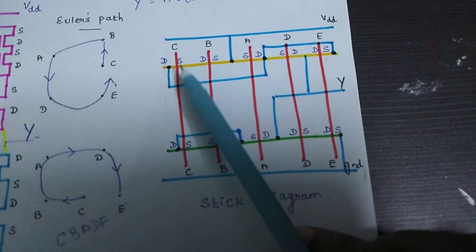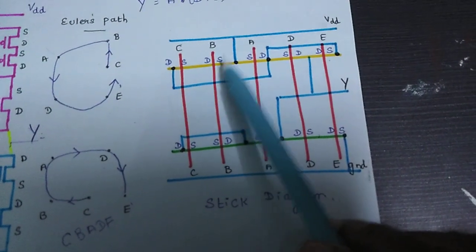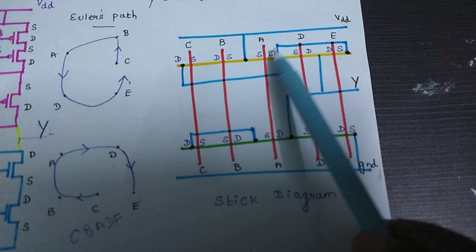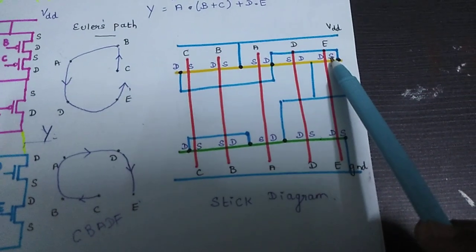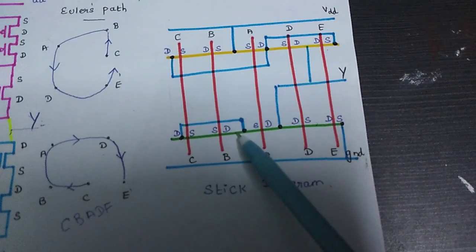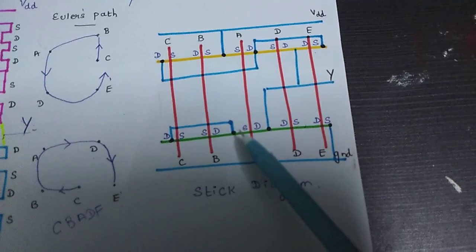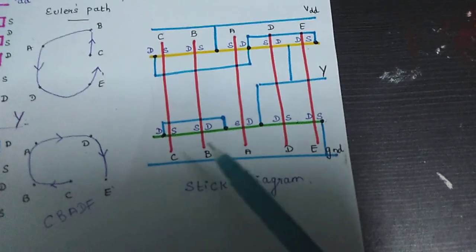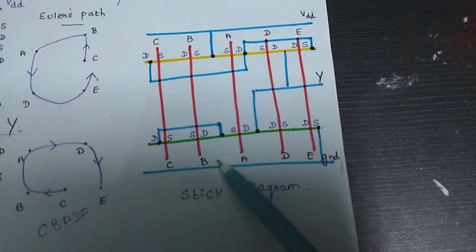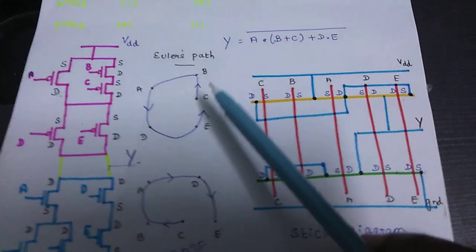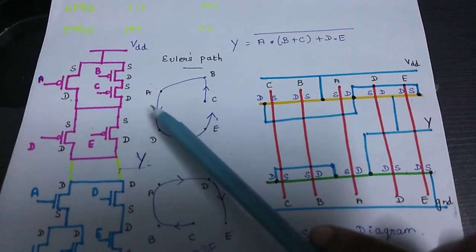If a polysilicon lies over diffusion, that will function as a transistor. Therefore, this is one PMOS transistor, this is another PMOS, and this is one more. Likewise, I have 5 PMOS transistors. Similarly, if the polysilicon lies over the green color, that is N diffusion, it forms the NMOS transistor. So we have drawn 5 NMOS transistors, and we have marked the inputs C, B, A, D, E, and the source and drain everywhere, taking the path from C, B, A, D, and E.